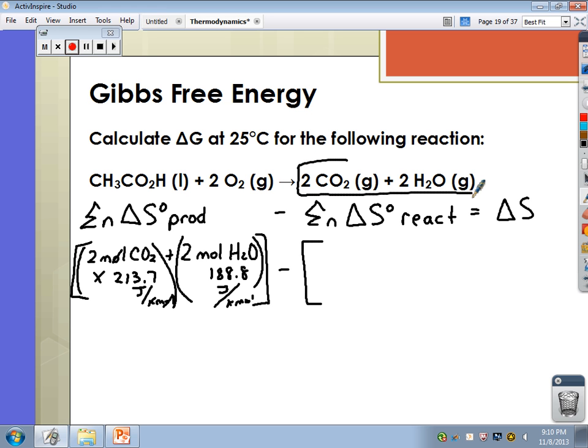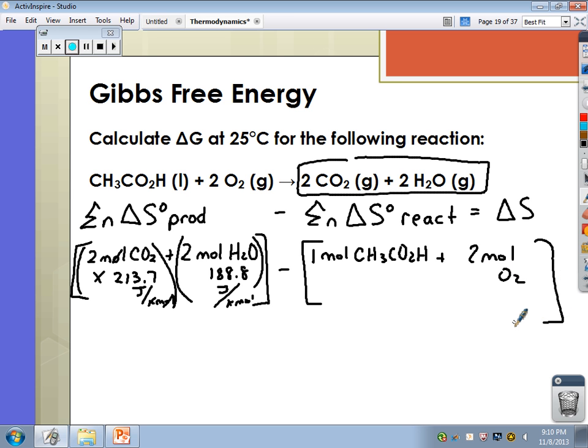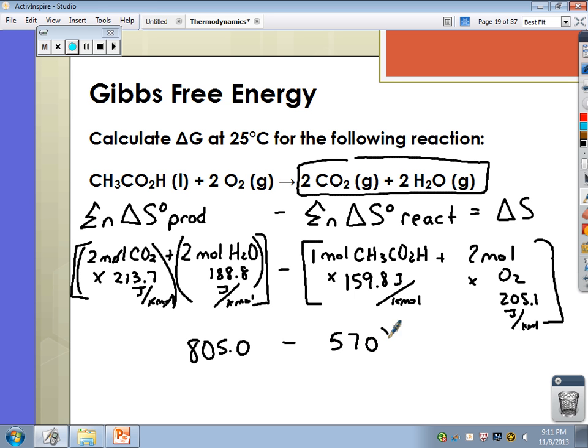Right here. Now I'm going to go ahead and take my reactants. And what are my reactants? I have 1 mole of CH3CO2H plus 2 moles of O2. My value for this is positive 159.8, so I'm going to multiply those, joules per Kelvin mole. And my value for this is 205.1 joules per Kelvin mole. And so therefore, when I do my math, I'm going to end up with 805 minus 570. And my value for S is 235 joules per Kelvin.